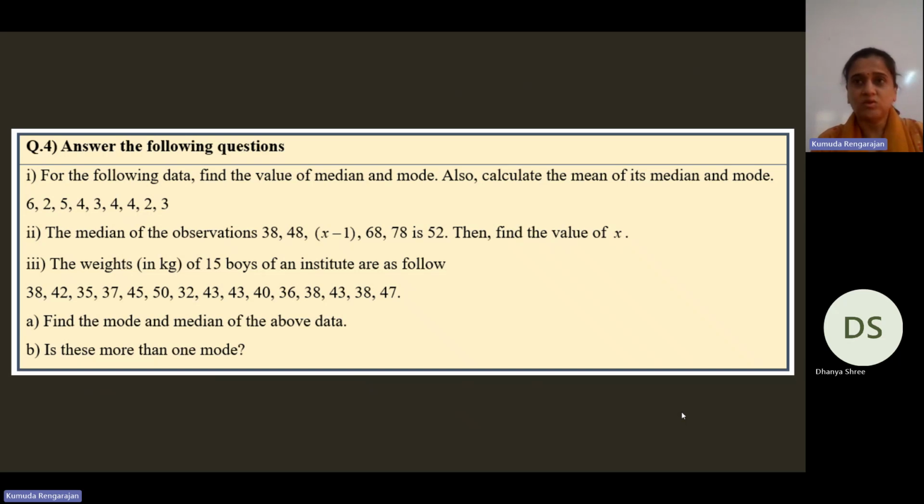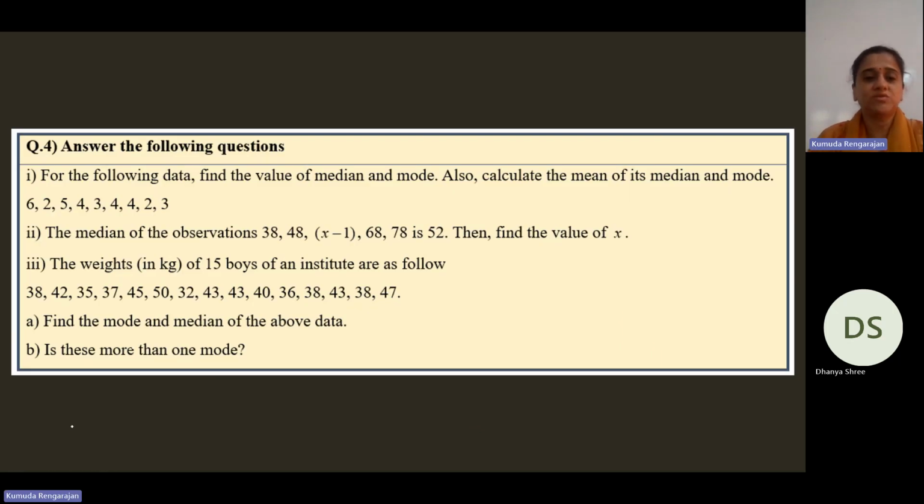Now, these questions I'd asked you to write out in your notebook. You would have written out all these questions yesterday in the class, right? Okay, no problem. We'll see the answers now. See the first one, children. For the following data, find the value of the median and mode. Also calculate the mean of its median and mode.